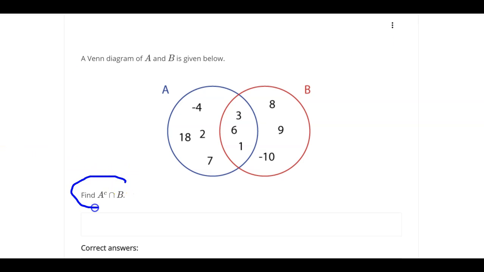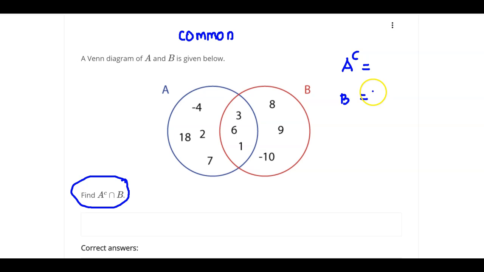A complement intersection B. So if I do any Venn diagram problems, I always go ahead and write down my sets. So the first set I want to write down is A complement. The second set is B. And remember what I'm finding. I'm finding intersection. And the key term for intersection is I'm finding something common between both of them. Okay? Once I know what I'm doing, I'm going to go ahead and write down my sets.